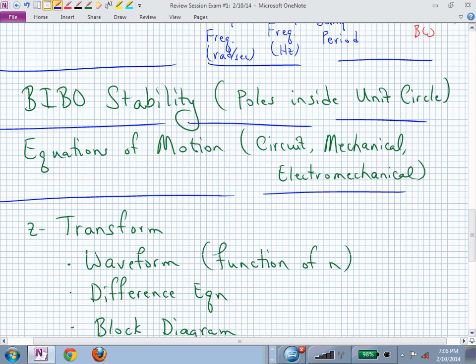Equations of motion. If I give you a circuit and a mechanical subsystem, can you connect them all together to create some G of S or some set of differential equations? Like what you did for the first homework assignment. What was the first homework assignment?